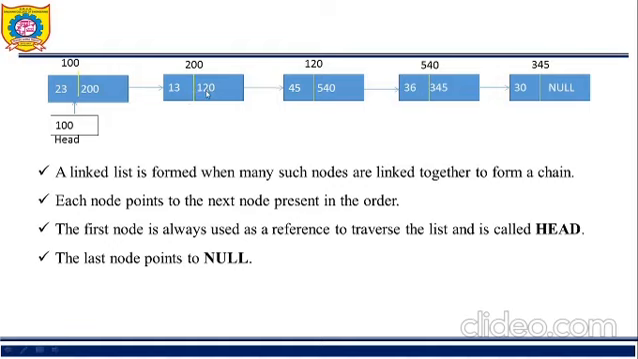So we will jump to the 120 memory location, where we have the third element. For the third element, the next part stores the address of the next element, that is 540. At 540 memory location, there is the fourth element, that is 36, and its link part contains the address of the next element, that is 345.